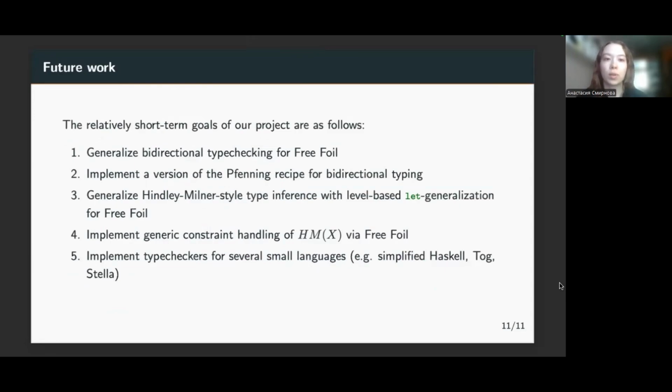In the near future, we plan to generalize our implementations and sketch automation of the Epiphany recipe for bidirectional typing. We also aim to adapt HMX to a language-agnostic variant based on free foil. Finally, we would like to implement several test type checkers using our library.